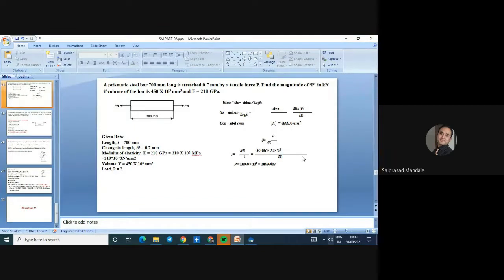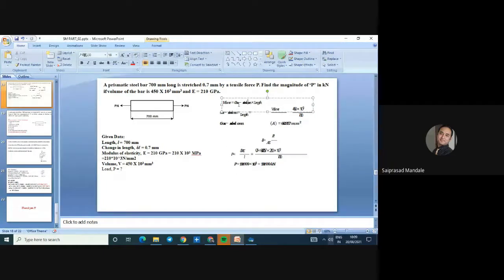What is volume? Can anybody tell me the formula to calculate the volume? Length into breadth into height, or area into length is nothing but volume. So here is the formula for volume.